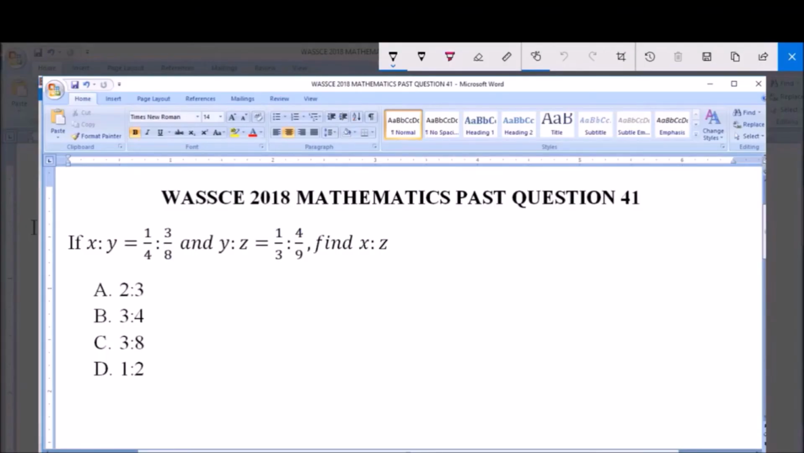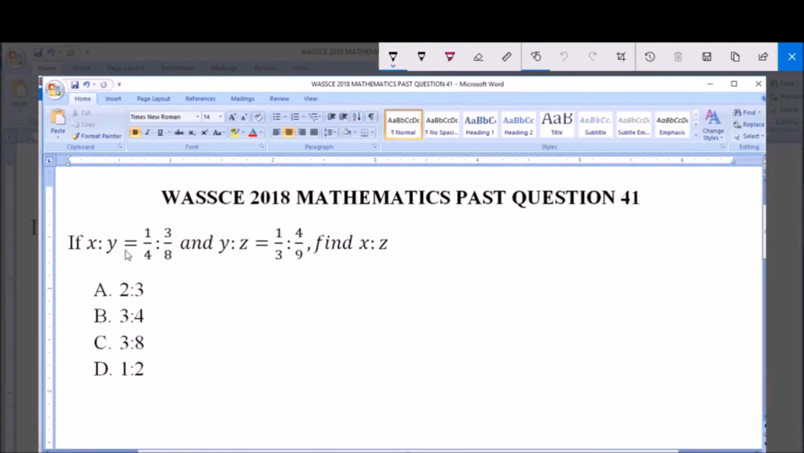Hello, good day and welcome. I will be answering WASSCE 2018 Mathematics Past Question 41. If x ratio y is equal to 1 over 4 ratio 3 over 8 and y ratio z is equal to 1 over 3 ratio 4 over 9, find x ratio z. A 2 ratio 3, B 3 ratio 4, C 3 ratio 8, and D 1 ratio 2.